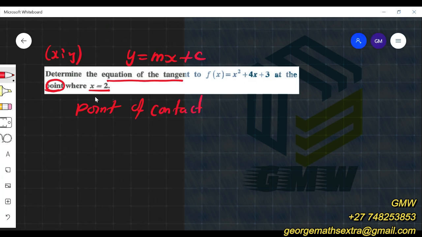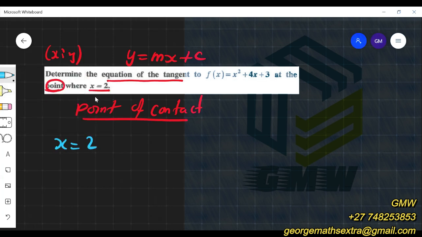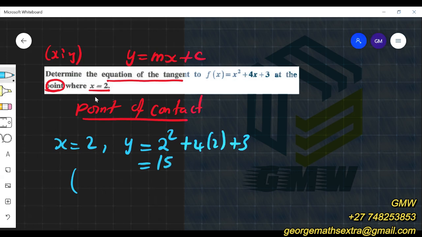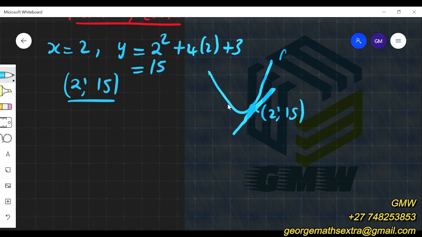We are saying when x is 2, we want to find y. So it becomes 2 squared plus 4 by 2 plus 3. What do you get? 4 plus 8 plus 3, 15, right? So it means this tangent, if we are to put a picture, this is what we have. Let me say they are meeting here. This tangent and the graph will meet here at (2, 15), right?